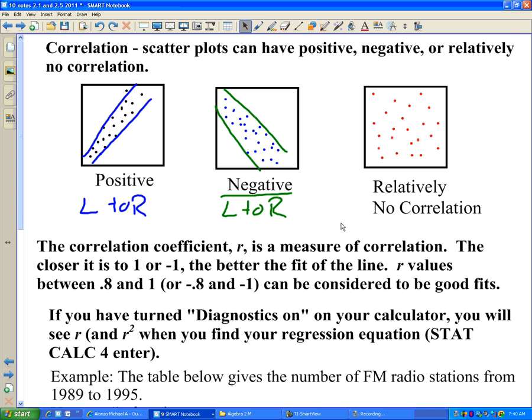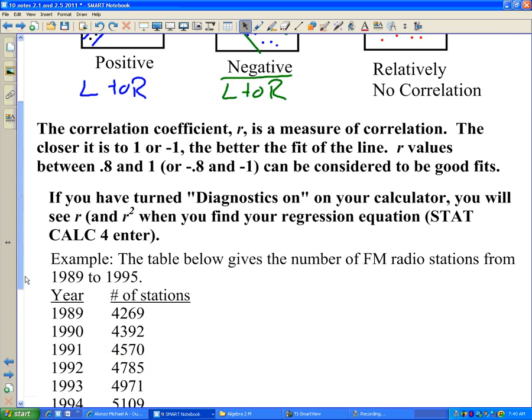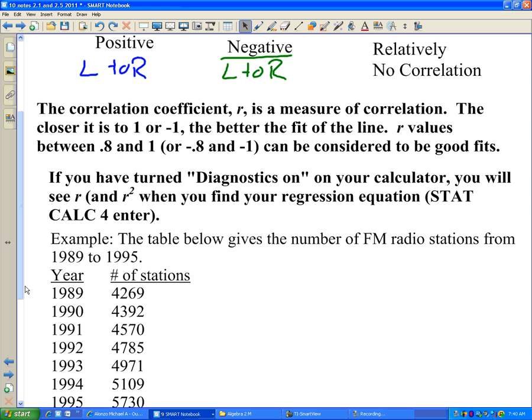When I'm looking at data in my graphing calculator, how do I know if it's good correlation, if I can use it, or if it's going to be a bad model of my data? The correlation coefficient R is a measure of correlation. The closer it is to 1 or -1, the better the fit of the line. R values between 0.8 and 1 or -0.8 and -1 can be considered to be good fits.